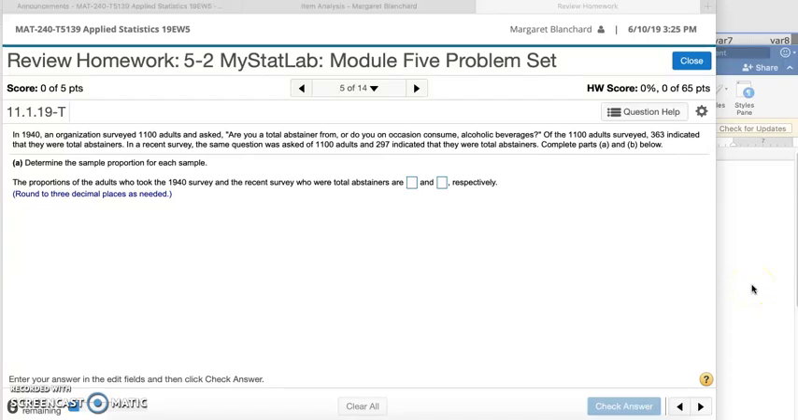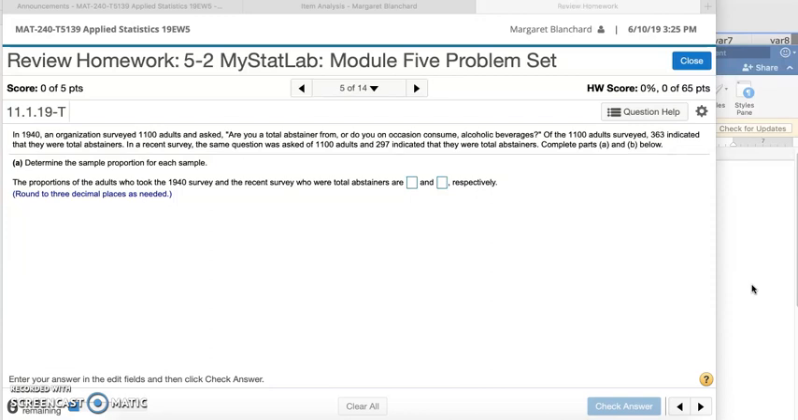Module 5, problem number 5. In 1940, an organization surveyed 1,100 adults and asked, are you a total abstainer from or do you on occasion consume alcoholic beverages? Of the 1,100 adults surveyed, 363 indicated that they were total abstainers. In a recent survey, the same question was asked of 1,100 adults and 297 indicated that they were total abstainers. Complete parts A and B below.